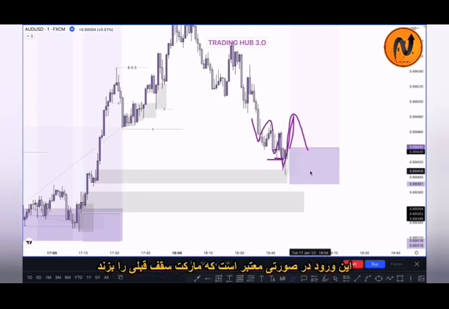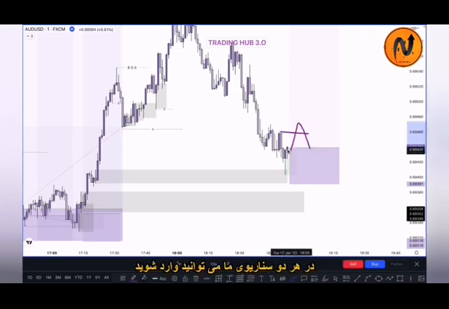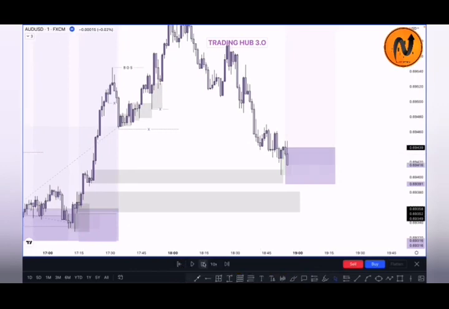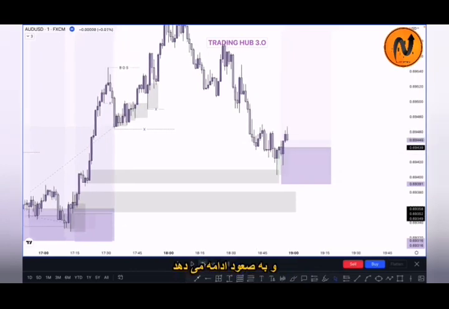Okay, so this entry is valid if the market breaks the previous high, in both scenarios, as per our single candle order block, also liquidity sweep without inducement entry is here, right? So let's see what happened next after this one. Okay, the market mitigates this one and continues to go higher, right?